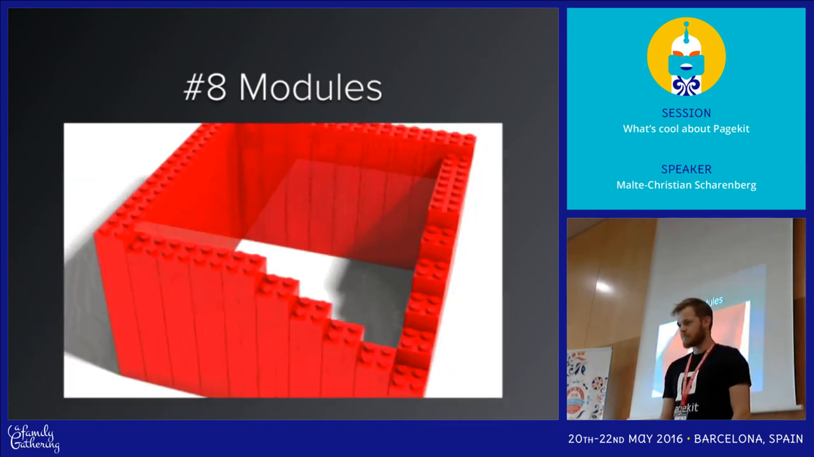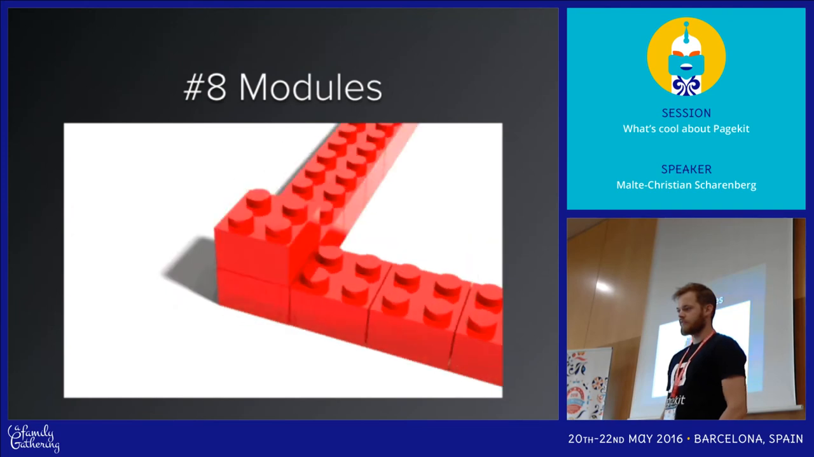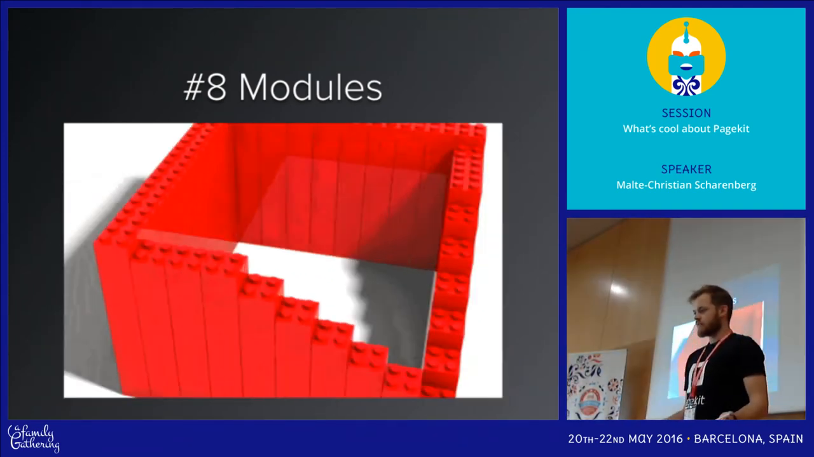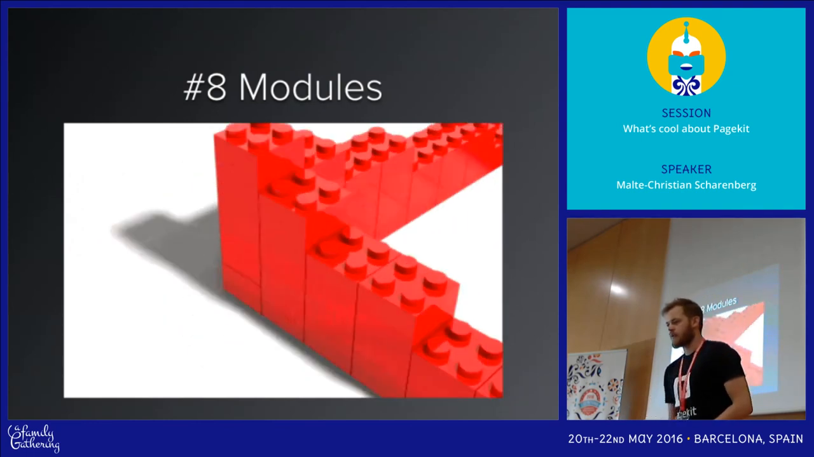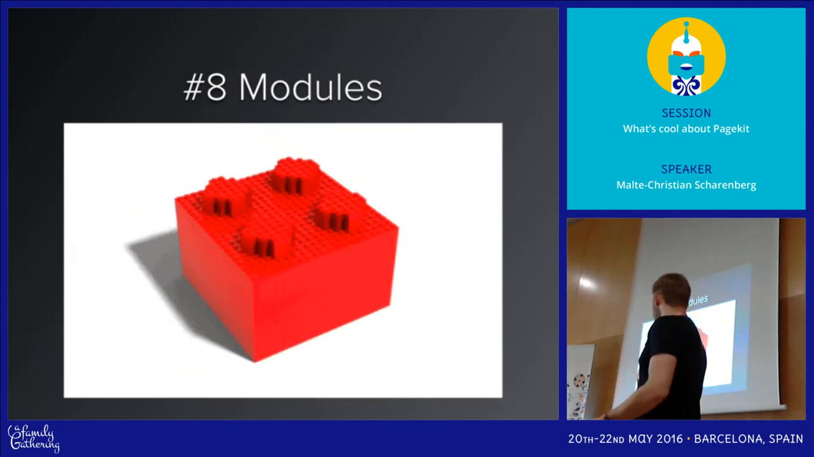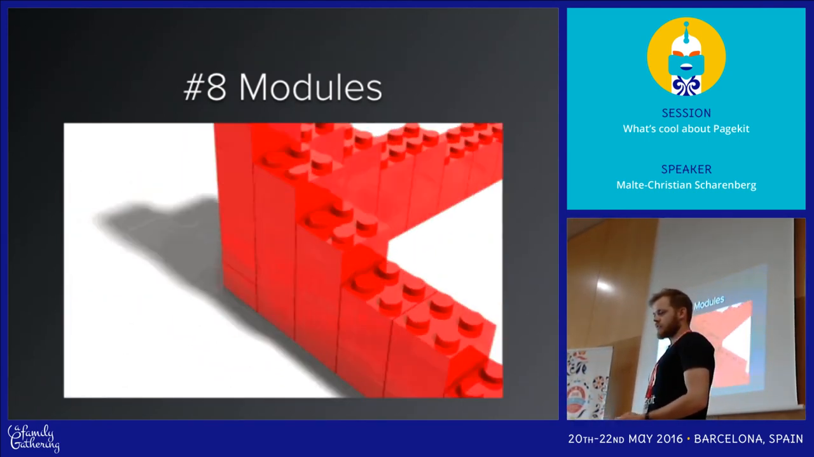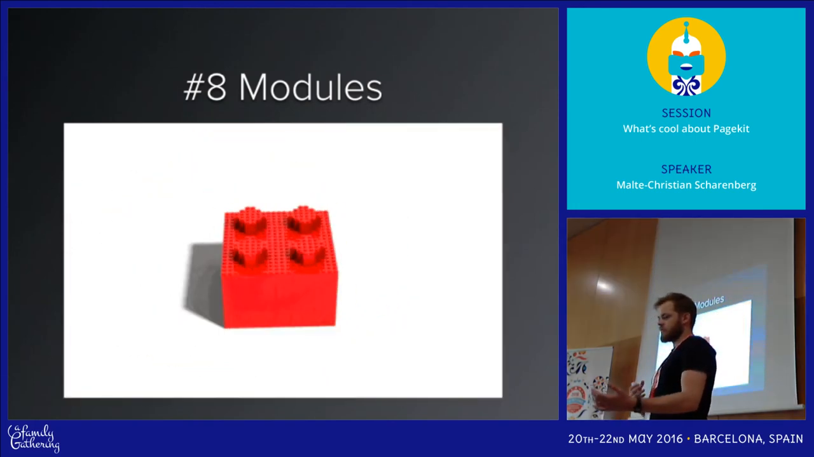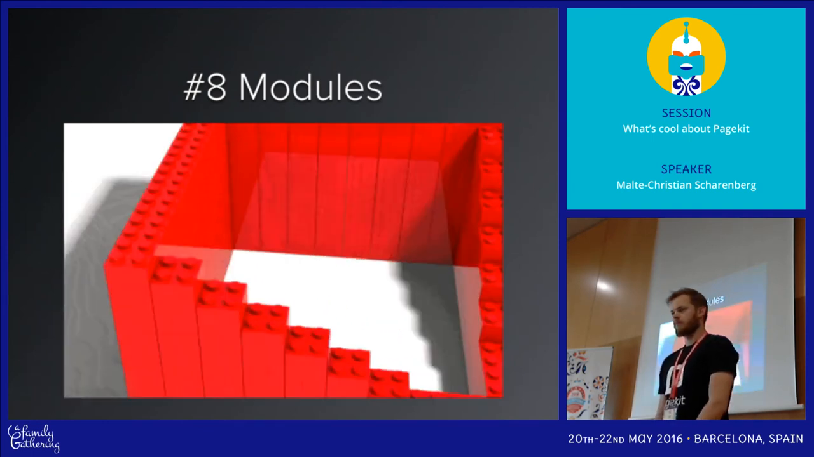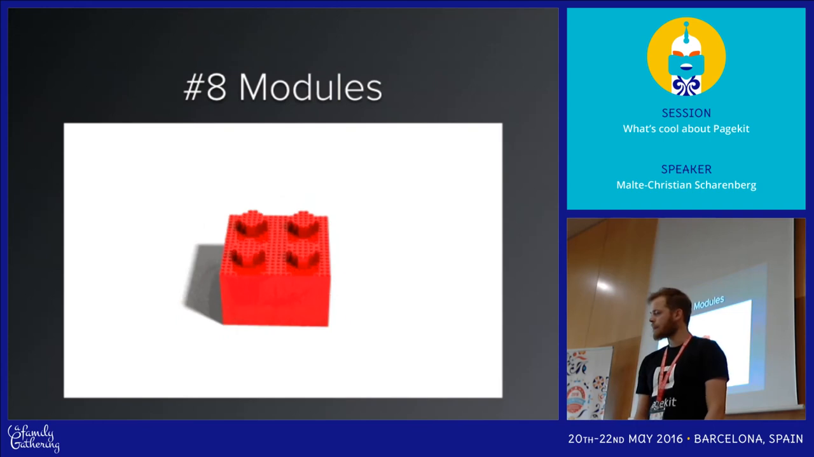But the next point, modules. In Pagekit, everything is a module, be it a theme, extension, or any part of the core. A module is defined by just one file, and the rest is up to the developer. This is cool because it can be a tiny unit with just a name and a block of code, or a full extension where the module just serves as an entry point. So for example, our block extension is a quite big module.